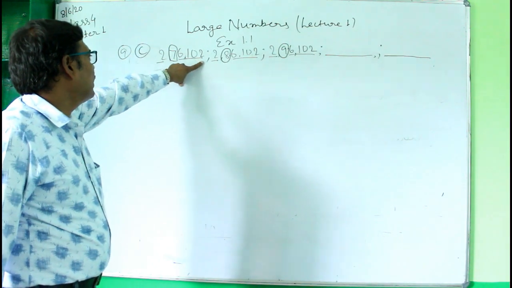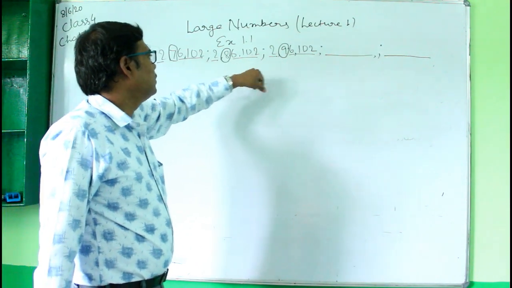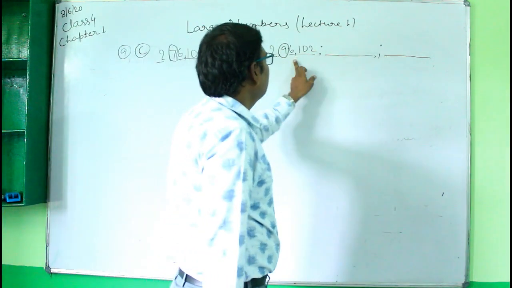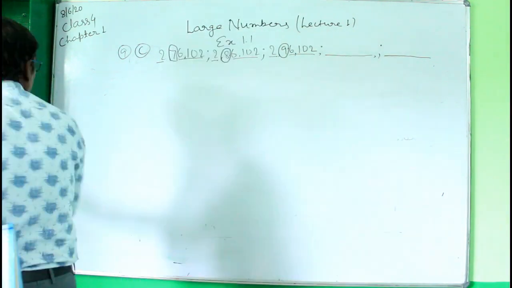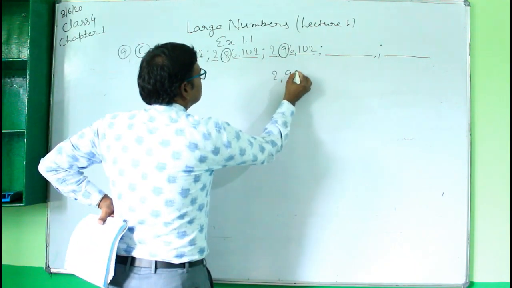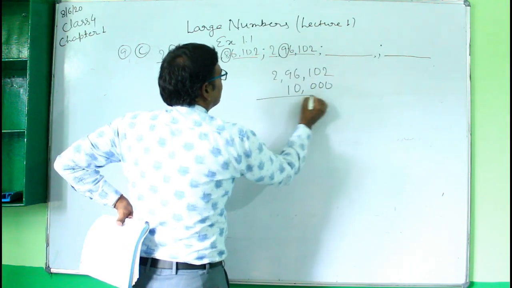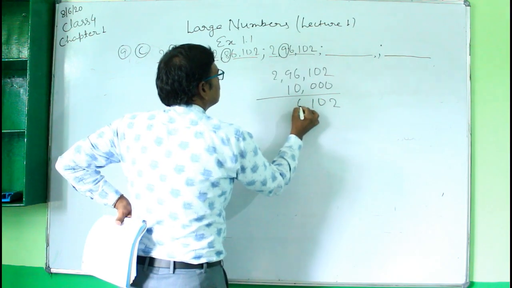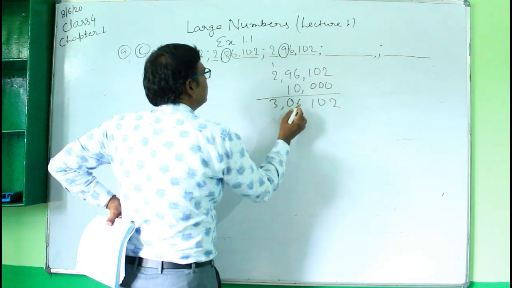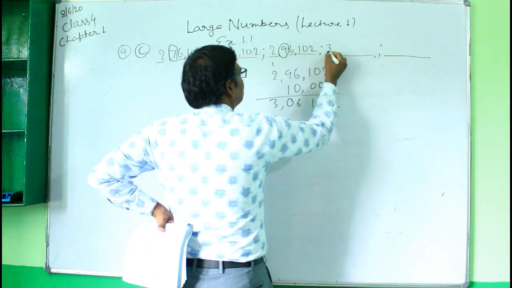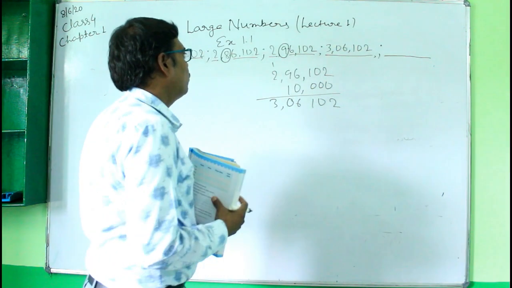So when you add 10,000 you will get this number, and again if you add 10,000 you will get the next number. So add 10,000 here. See here, 2,96,102. In this you will add 10,000. Then what do we get? 2016, and 9 plus 1 is 10, that is 1 carry. That will be 3 here. So now this is the next number: 3,06,102.